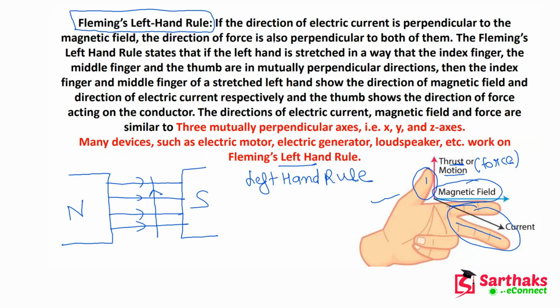So guys, what do you have to do? You have to keep your middle finger in the direction of current. So this is the direction of current. Keep your middle finger here, and your index finger should be showing the direction of magnetic field. So this is the direction of magnetic field. Okay, I hope guys you understand this point.